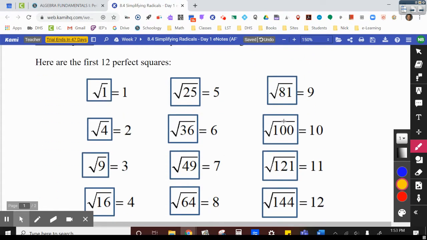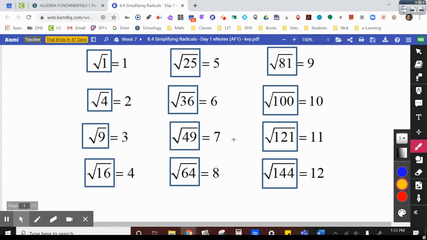So here's the list of the first 12 perfect squares. You can see the square root of 1 is also technically a perfect square. The list is 1, 4, 9, 16, 25, 36, 49, 64, 81, 100, 121, and 144. Those are your first 12 perfect squares, because when you take the square root of these numbers, they come out whole. So when we're talking about simplifying radicals, we need to look for perfect square factors.